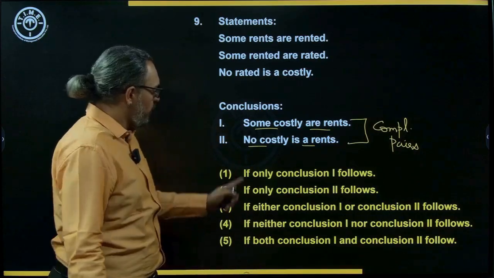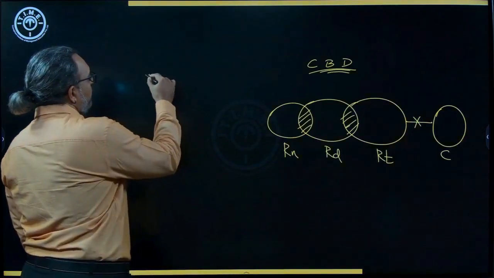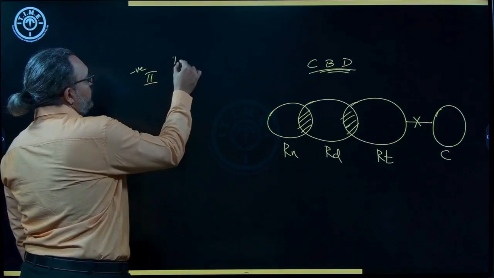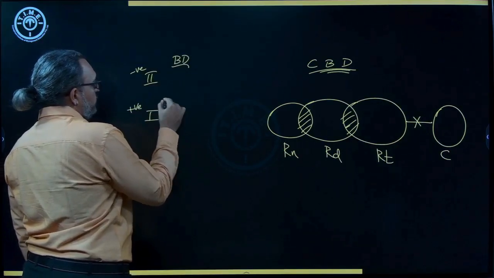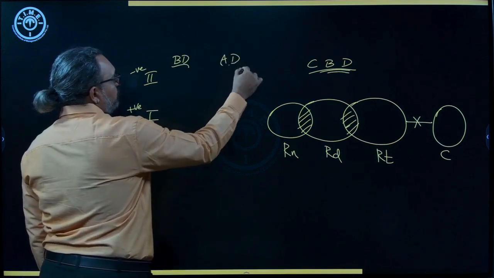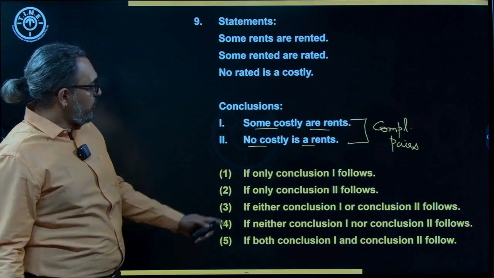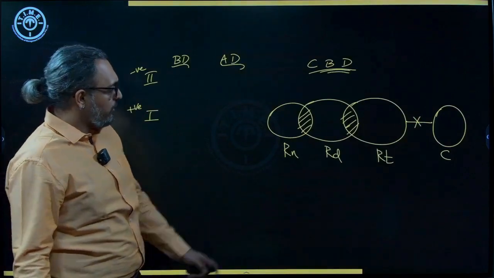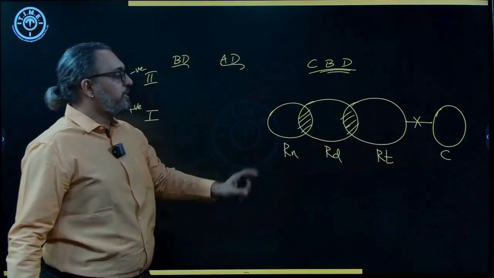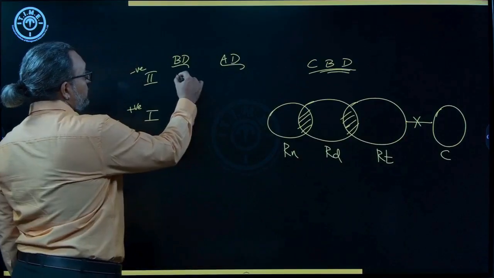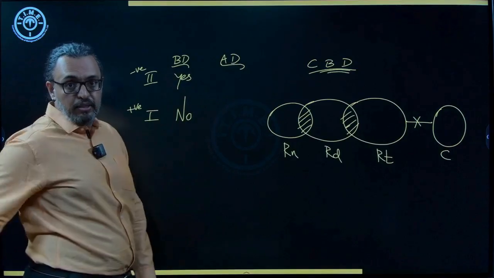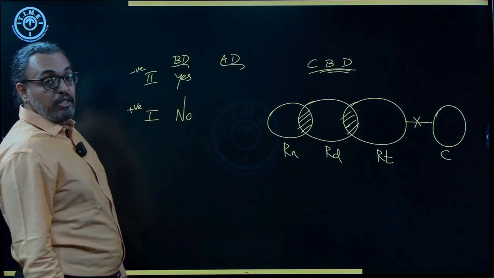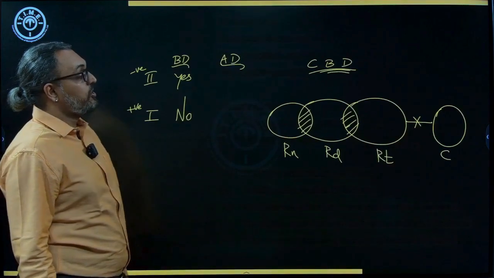Let us check. So let's start with the negative. The second one, which is negative, should satisfy the basic, and the complementary, the positive, should satisfy your alternate diagram. Let's see. So the second one is no costly is rent. Correct? Costly is separate, rent is separate. Negative satisfies. So that's a yes. That means its complementary will be a no in that same diagram. Now what is the complementary? The complementary is some costly are rent.